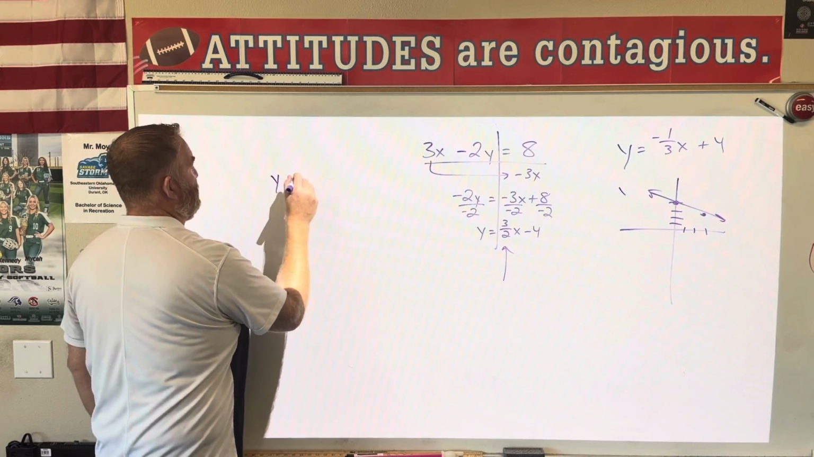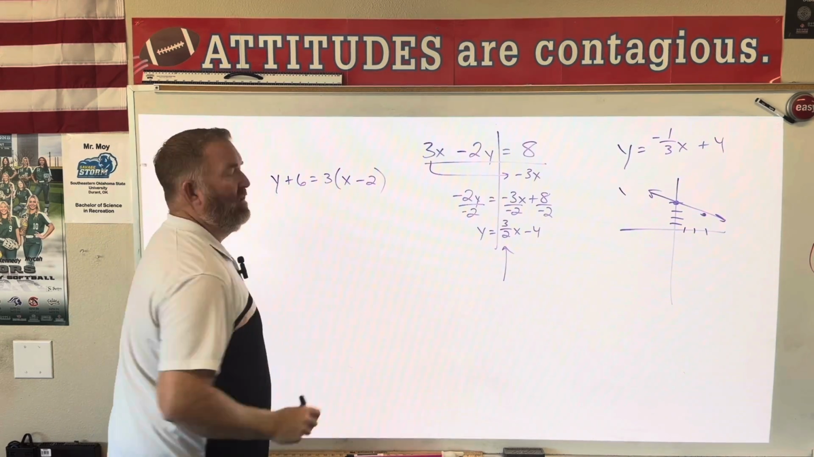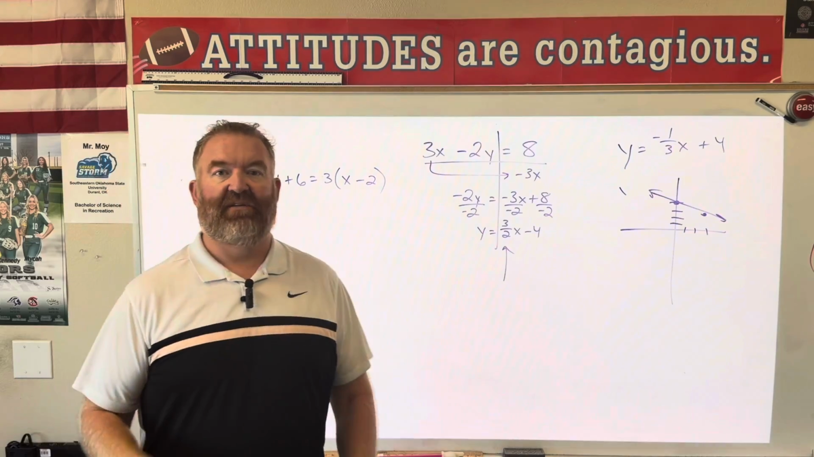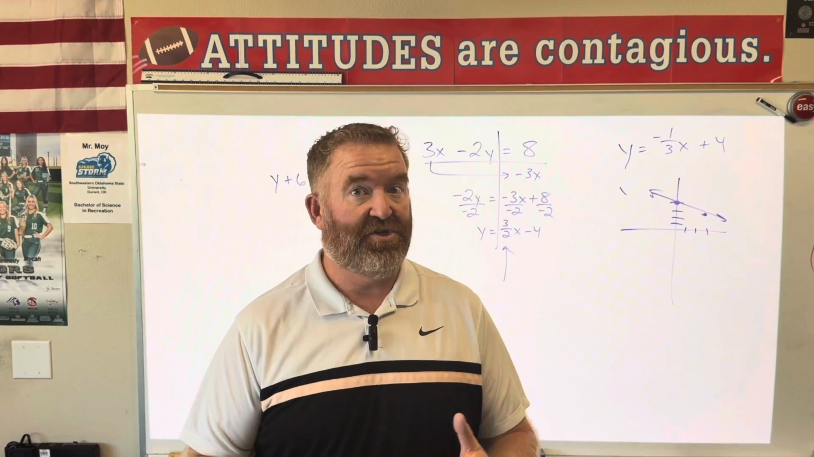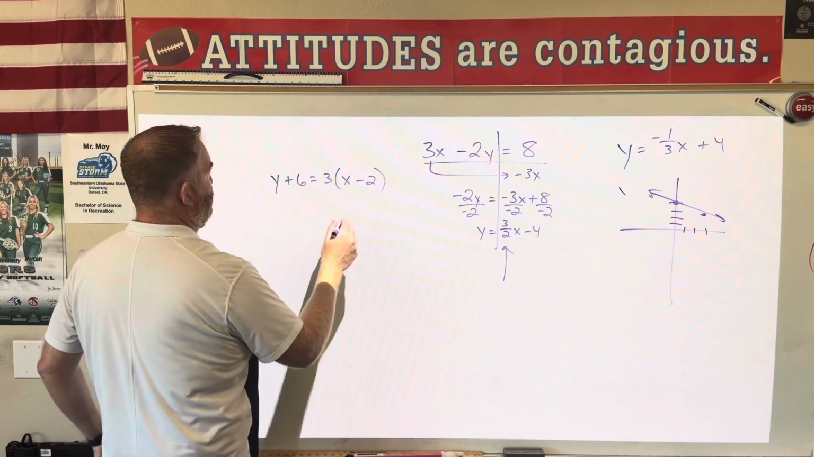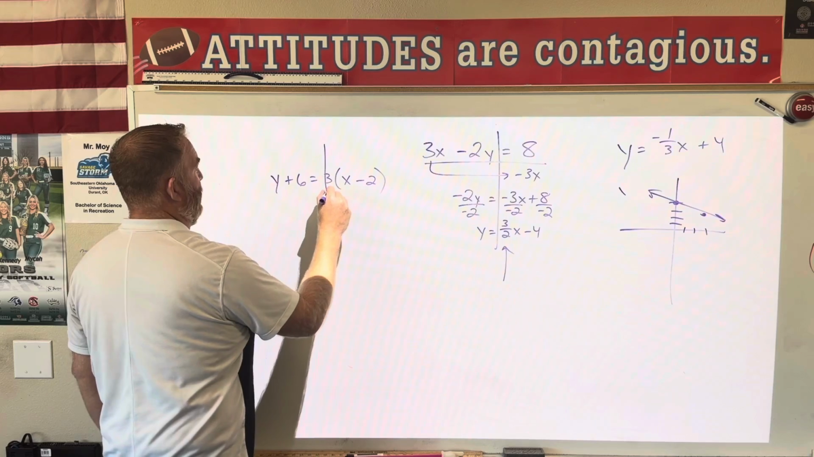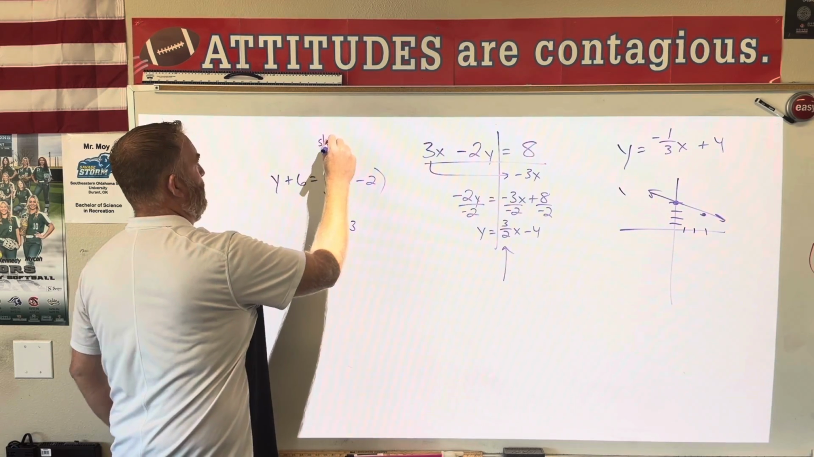Y plus 6 equals 3 parentheses x minus 2. It's going to be a bunch of different boxes. They're going to say find the correct point and the correct slope. So you're actually going to have more than one choice, okay? So you need to select both of the correct choices. The correct slope is obviously going to be this, okay? M equals 3. The slope does not change, okay?